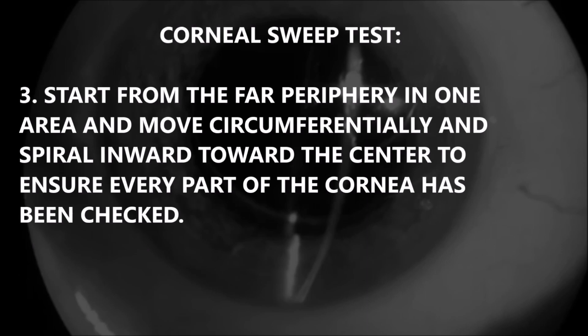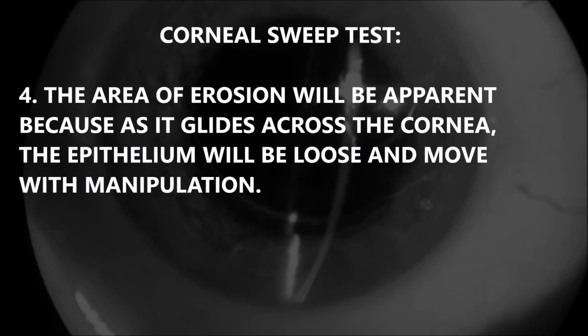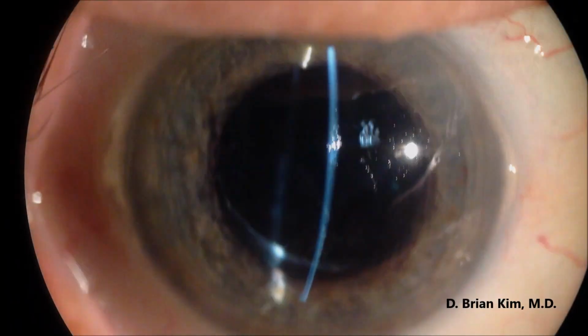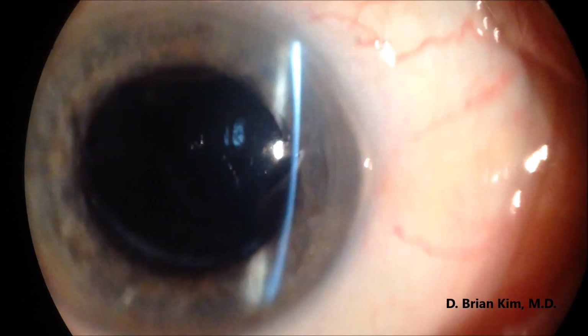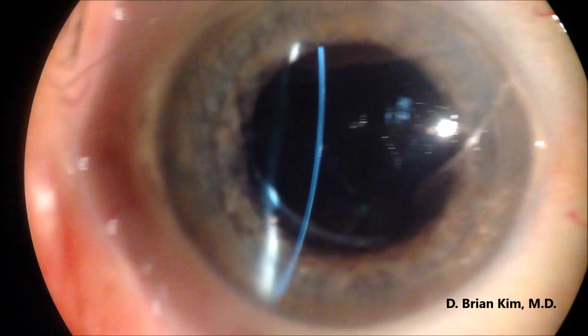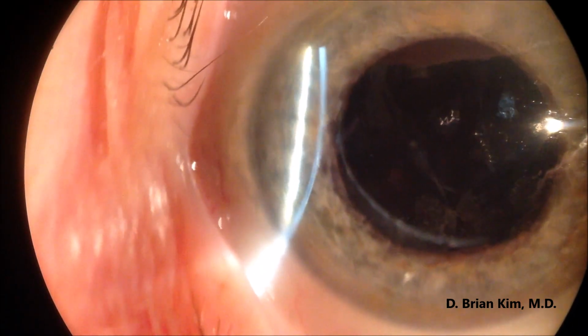You start from the far periphery in one area and move circumferentially and spiral in towards the center to ensure every part of the cornea has been checked. The area of erosion will be apparent because as it glides across the cornea, the epithelium will be loose and move with the manipulation. So basically, we're trying to see where there's loose epithelium.